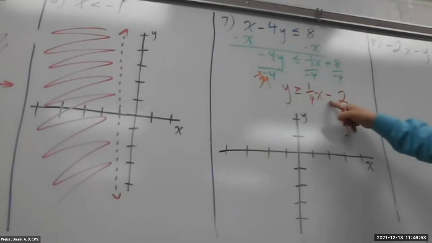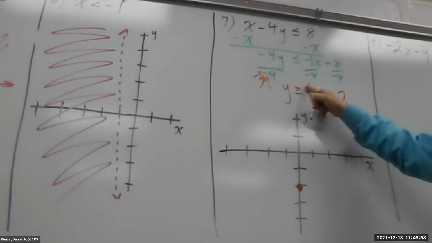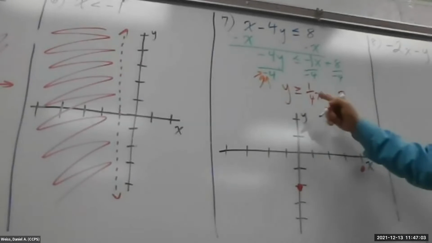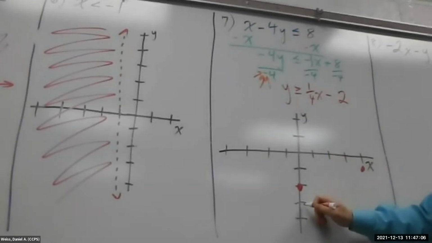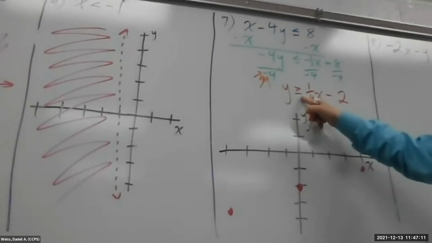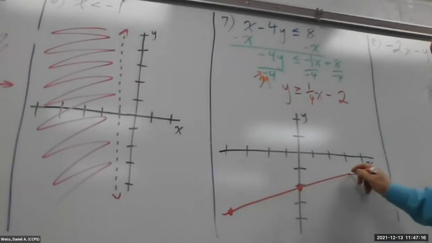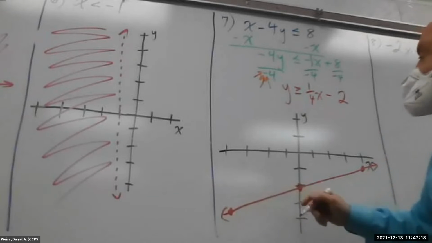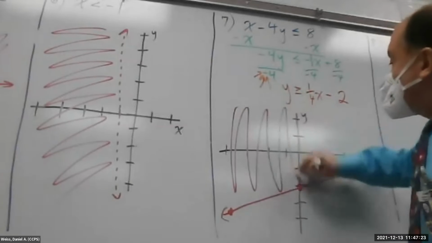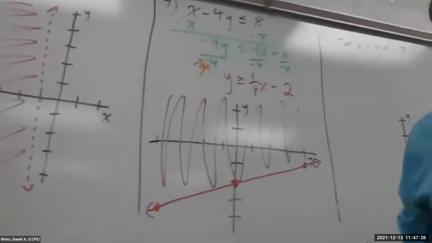So what's the intercept? Negative 2. What's the slope? Up 1/4. Or you could go negative 1 over negative 4, right? Solid line or a dashed line? Solid, because it's equal. And since it's greater than or equal to, am I going to shade above or below? Above. Very good. Okay. And one more.